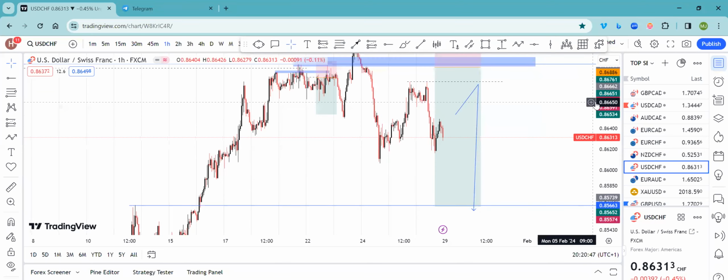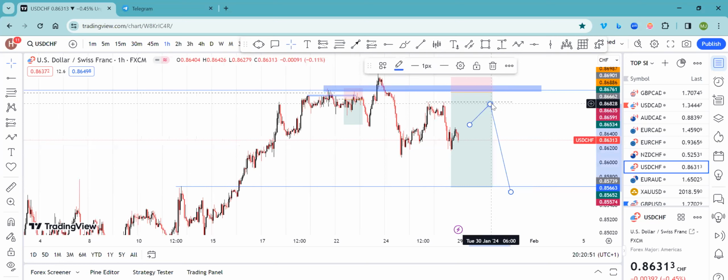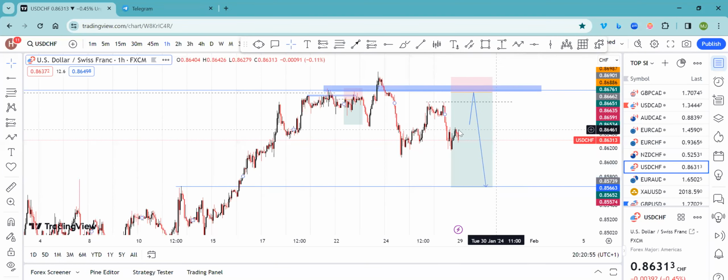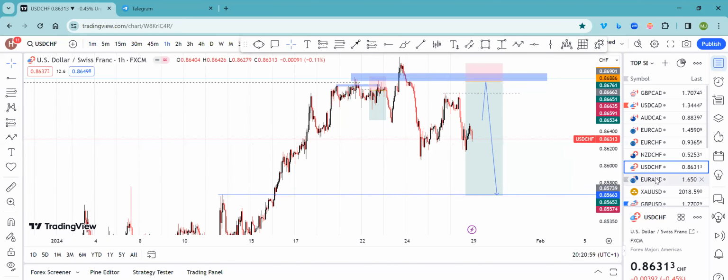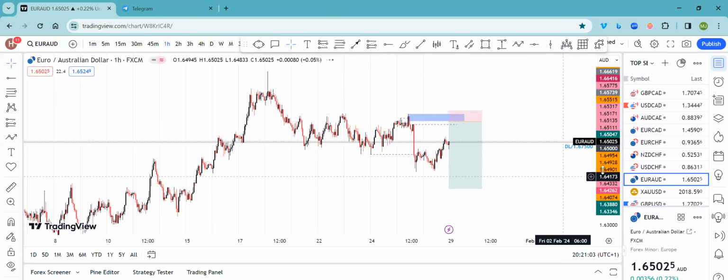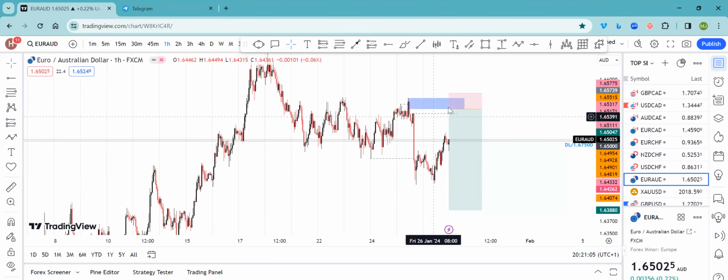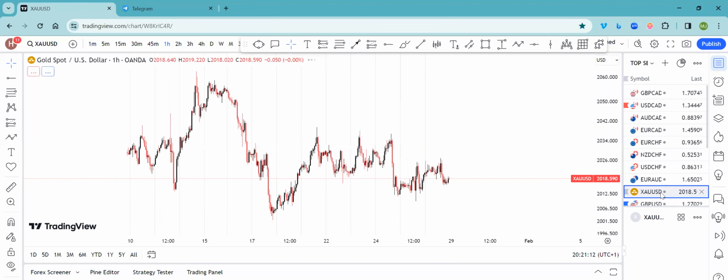Now, that is what I'm expecting on this USD chip as well. So I'm expecting that, say, around this area, then we look to sell to the downside. Very, very pretty simple from there. Very nice one. Then Euro odd as well. I'm looking at this level to take a nice sell to the downside as well. So I think this is all I actually have my eyes on for now.